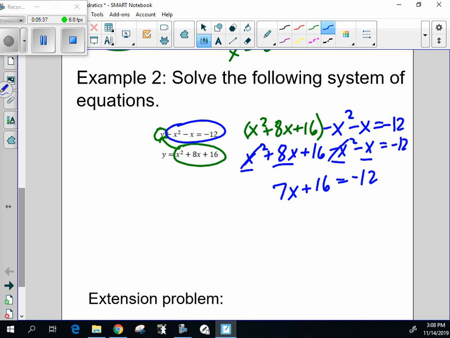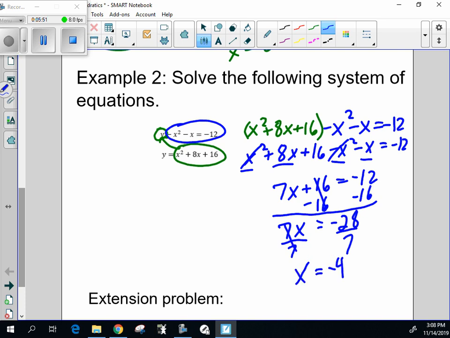Subtract 16 to get like terms together. And now we're left with a simple one-step equation. X is going to equal negative 4. Now we take this x equals negative 4 and substitute it into one of the original equations. It does not matter which one, pick the one you like. I like the bottom one better, just because it has y equals, and that's what we need to find. We already have the x coordinate of the solution, we need the y.